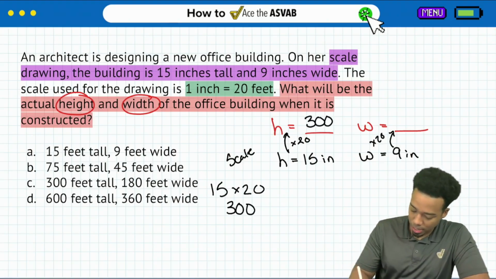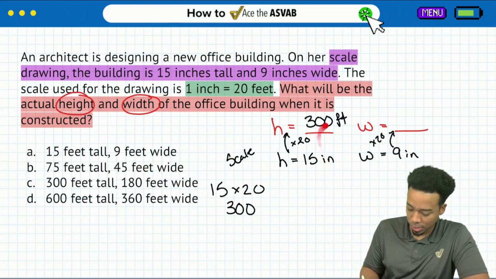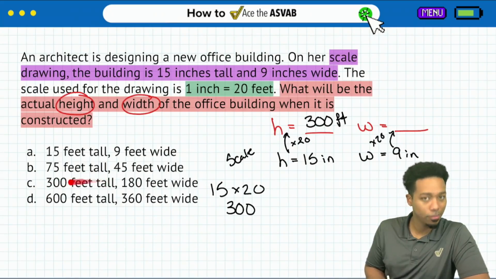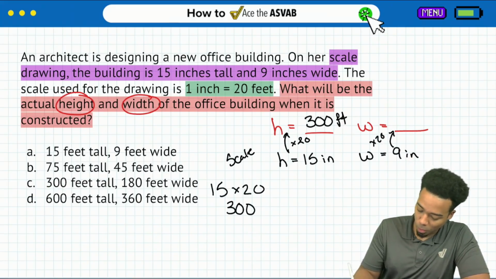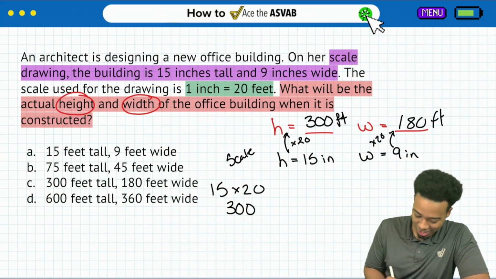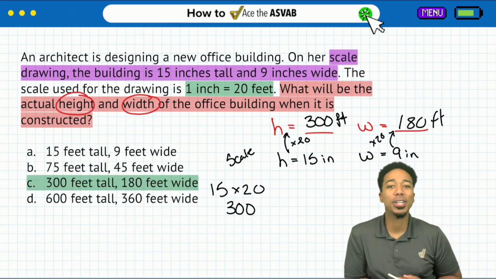And so immediately, it's 300 feet. We're not doing any conversions here, because they tell you it's inches to feet. They already tell you what to do. So we have 300 feet for the height. Right here, my party people, is the only answer with 300 feet for the height. Let's take a look at that width. 9 multiplied by 20, that's going to be 180 feet. And we see that that is confirmed for us right there. So that's problem 1 of 2, everybody.